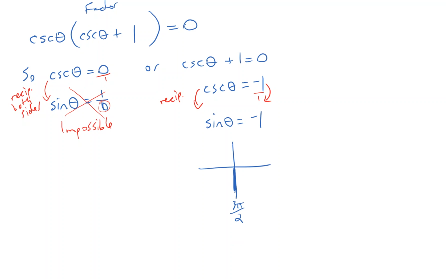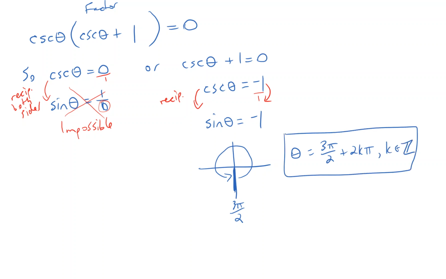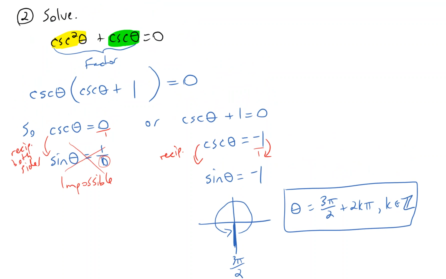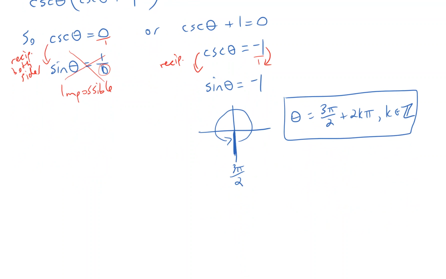So how do I describe every angle that lands here? Well, theta could be 3 pi over 2, and then I can just keep adding rotations of the circle to get the subsequent solutions. So plus 2k pi, where k is an integer. And those are all the solutions to the original equation. So in this case, we didn't use square roots, but we factored. Okay, let's do another.